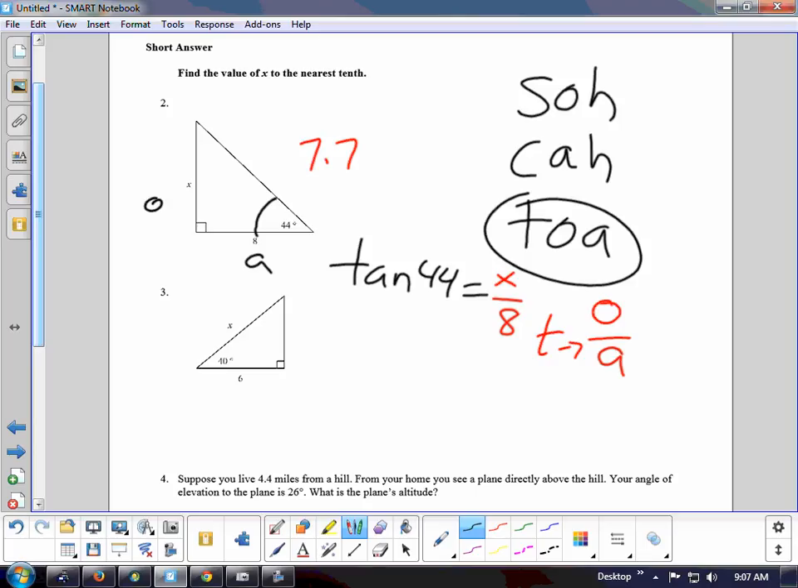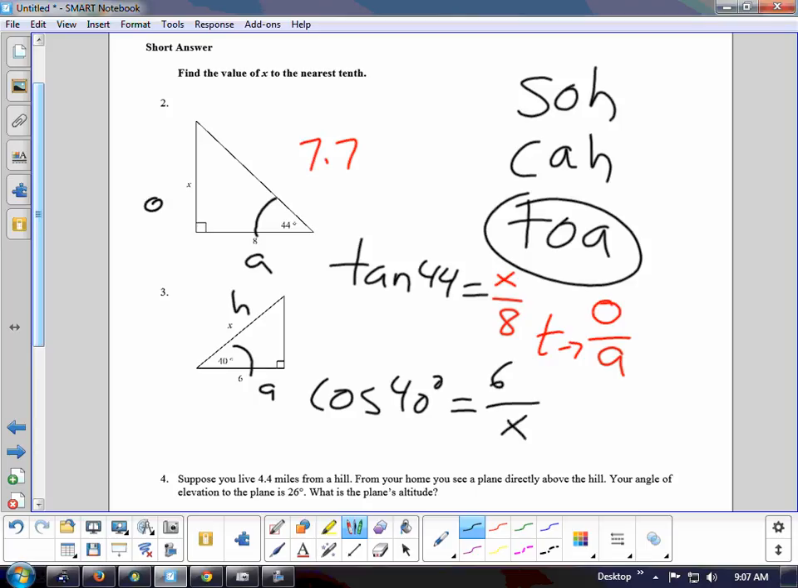Okay, looking at this one here, I'm looking from this direction. What's X? Yes, Robert. And what's A? Or 6 is adjacent. Which one am I using? Yes, Robert. Cosine. So you write COS, you write the degree measurement, and you write a fraction, and it's A over H. It's 6 over X. X is on the bottom.